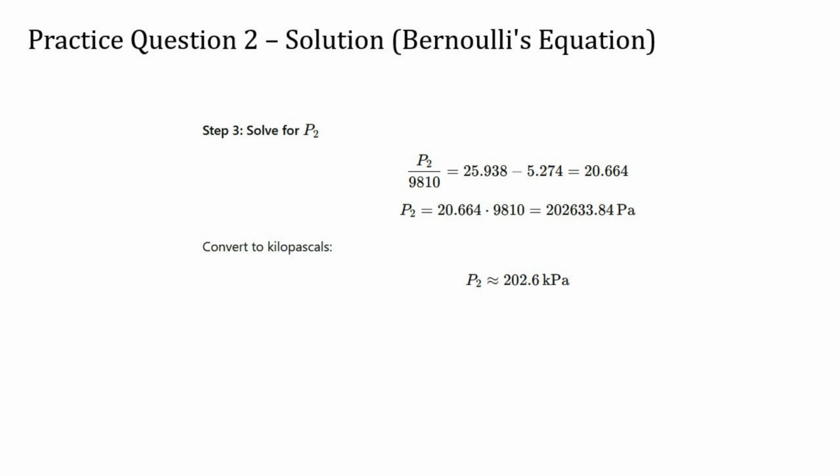This results in a pressure of approximately 202,633.84 pascals. Matching this to the closest answer choice leads us to answer choice B. It is important to note that not all final answer values are intended to match exactly with the answer options provided when taking the actual FE exam. Sometimes you must choose the closest answer option.